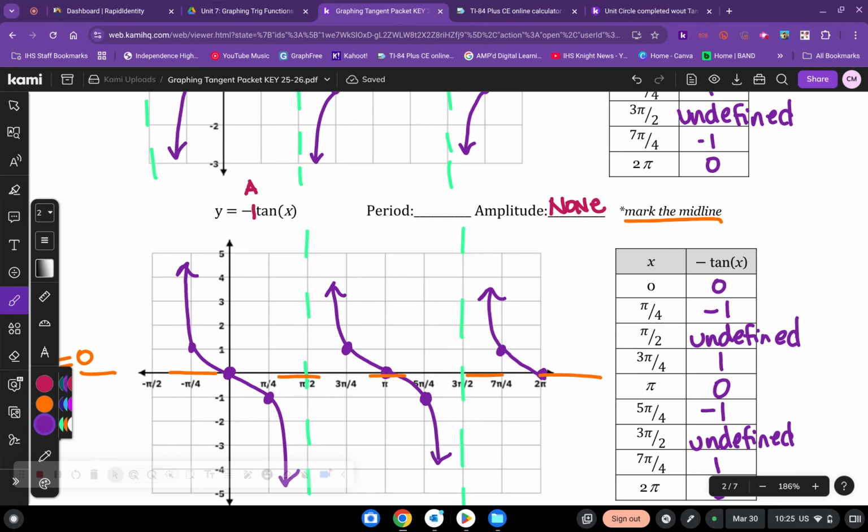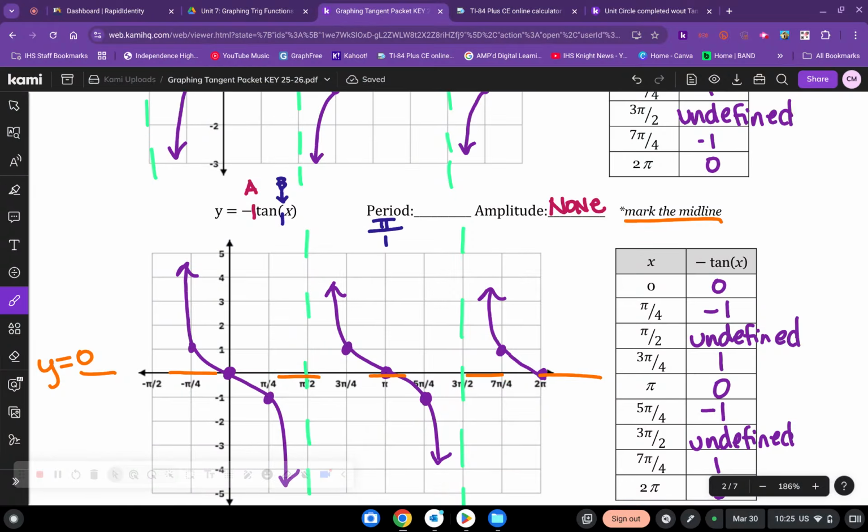And then the period, this is like a parent function basically, because I have the b value of 1. The period is pi over b, so that would be pi over 1, which means my period is pi.